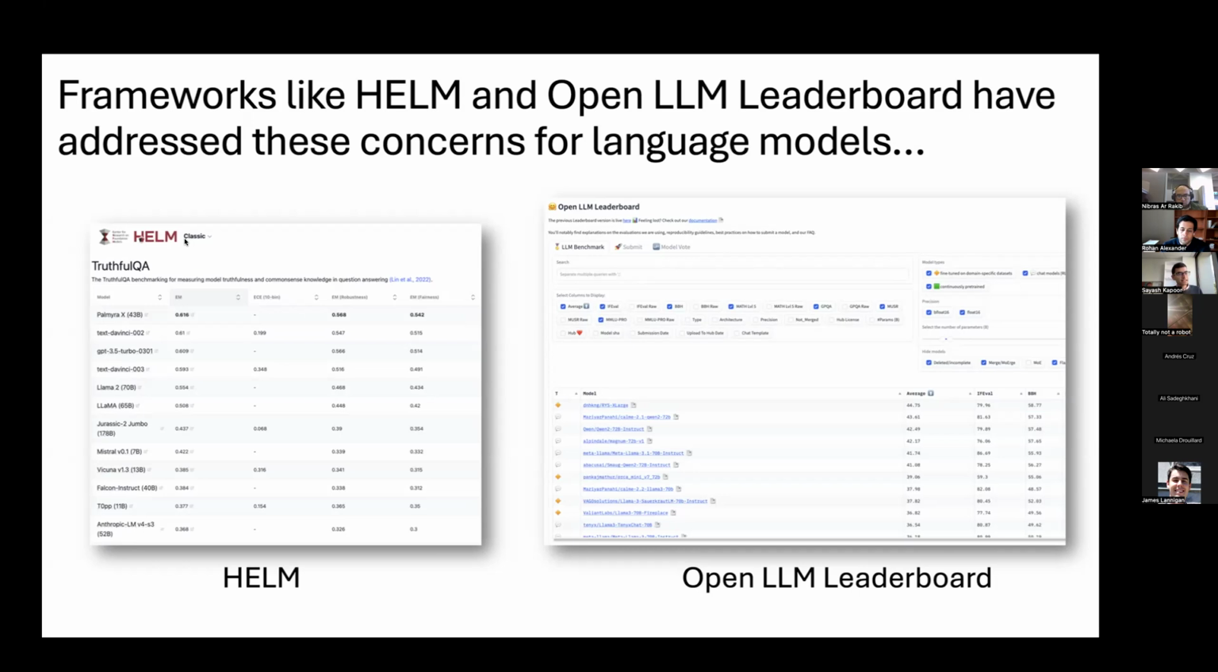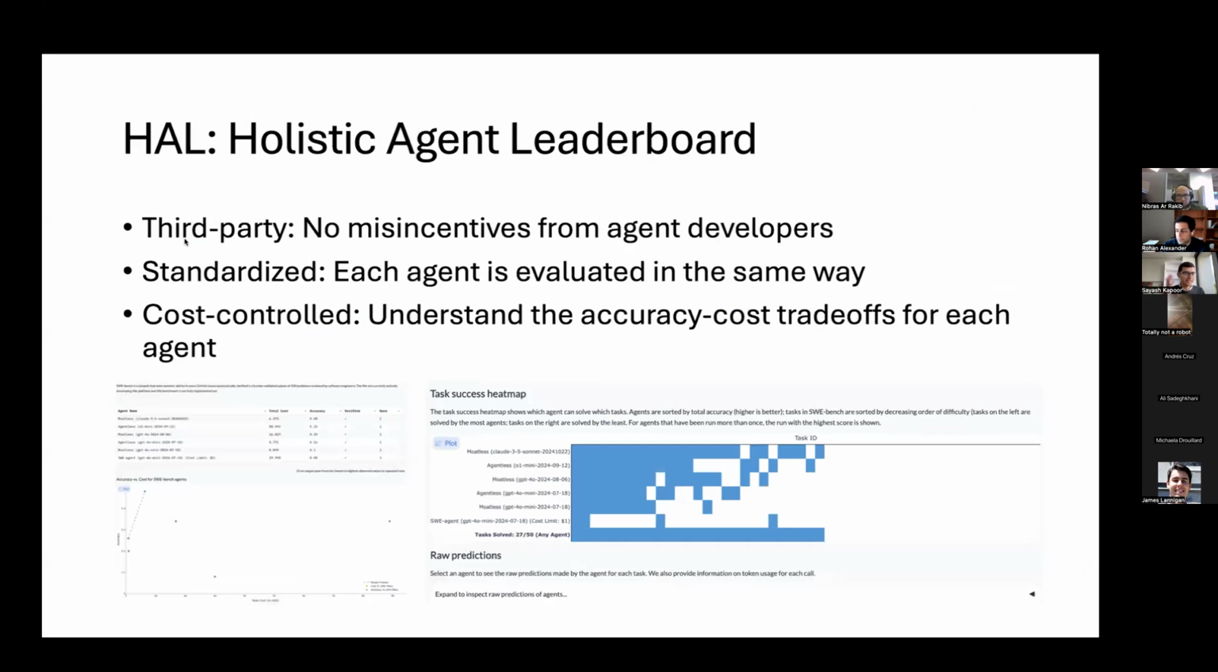And I think something like this is missing for agent evaluation. So this is one of the things that we are working on right now. We're calling it HAL, a holistic agent leaderboard, which is specifically designed to address all of the issues we discussed with agent evaluations. It is run by a third party. It is ourselves and a coalition of other researchers. It is standardized, so every single agent is evaluated in the same way, and it is cost controlled.